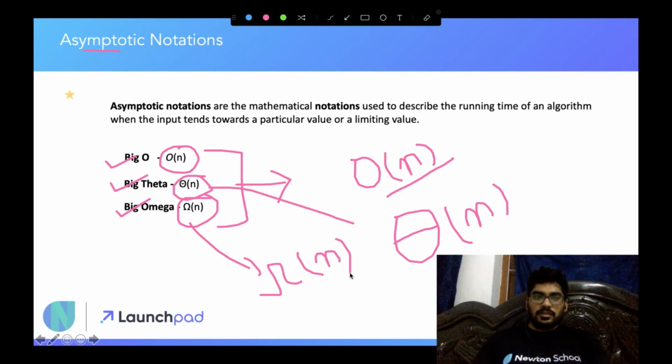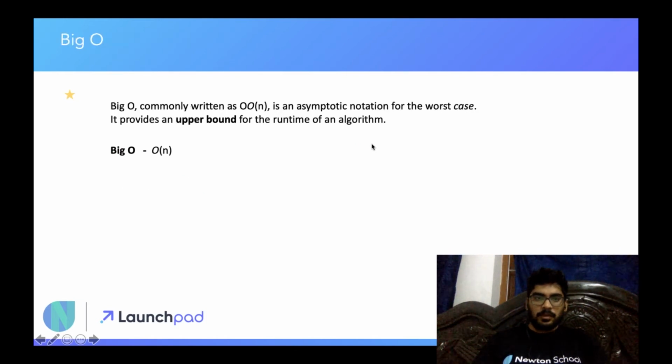First let's go one by one. So let me turn it off. Let's go one by one. So this is big O notation. I wrote an extra O, sorry about that.